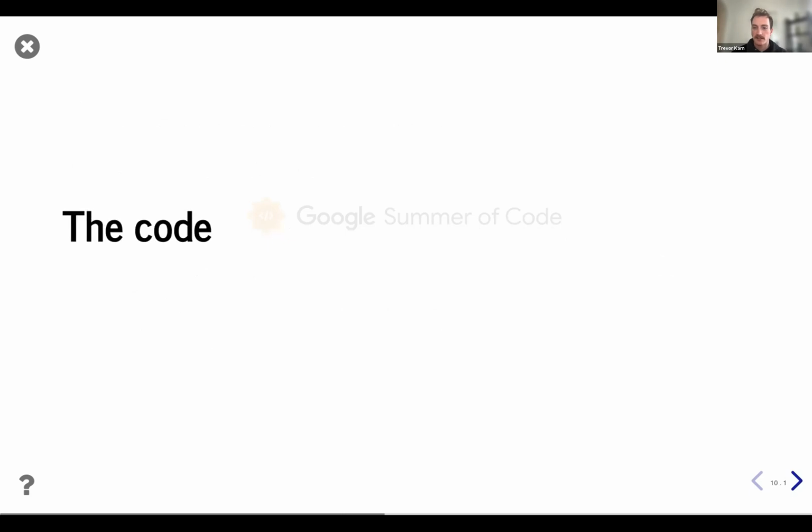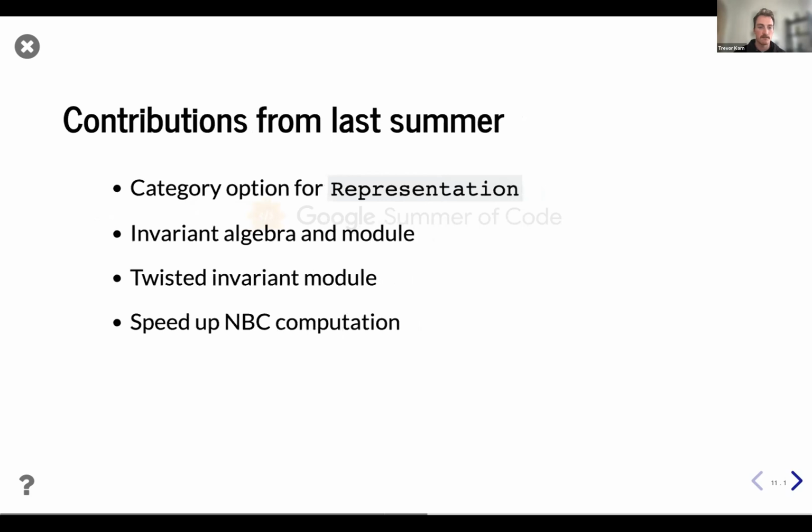So let's try to get into some code now. Here are the things that I would like to say. These are my contributions from last summer. We included a category option for the existing representation class. This is maybe a minor contribution in terms of lines of code, but it allows a lot more flexibility in the use.